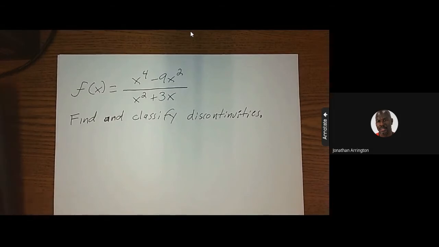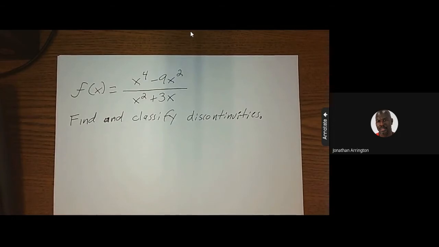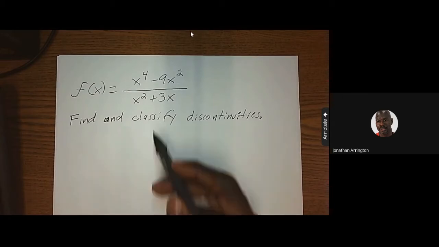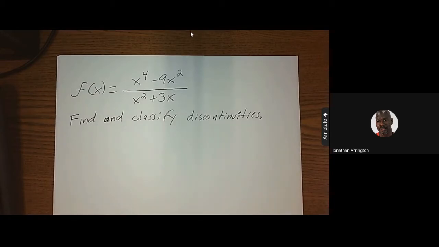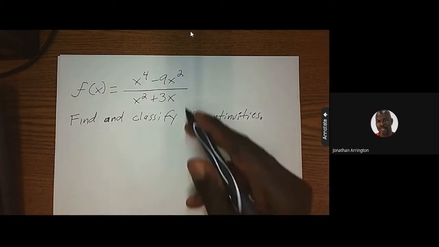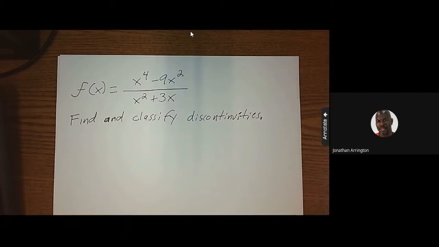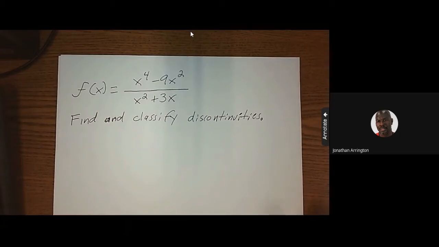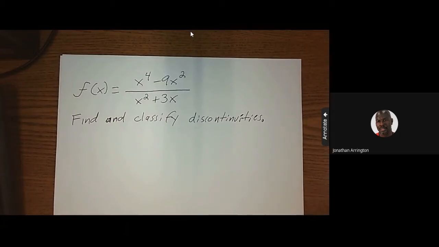Of course I need to find the values of x that make my denominator 0, but I need to factor to be able to determine if those values are removable or infinite discontinuities. You're not going to get a jump discontinuity from a rational function of polynomials. We get our jumps primarily from piecewise functions.